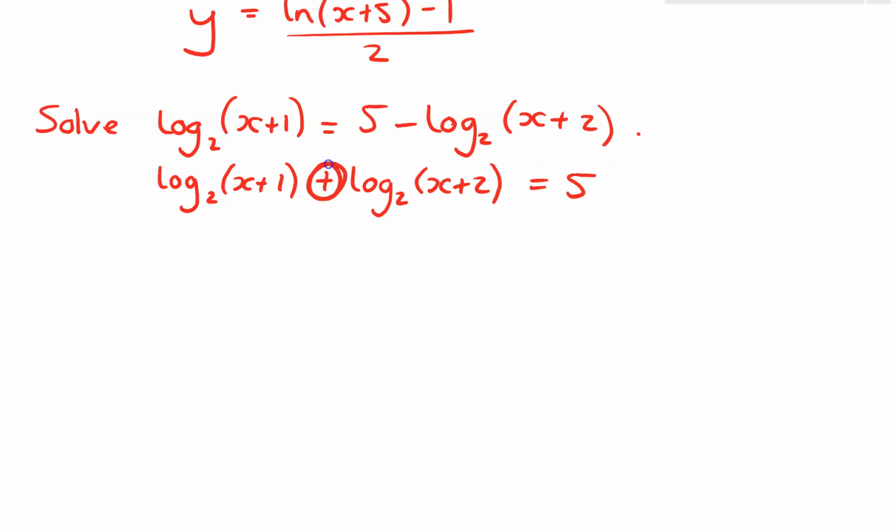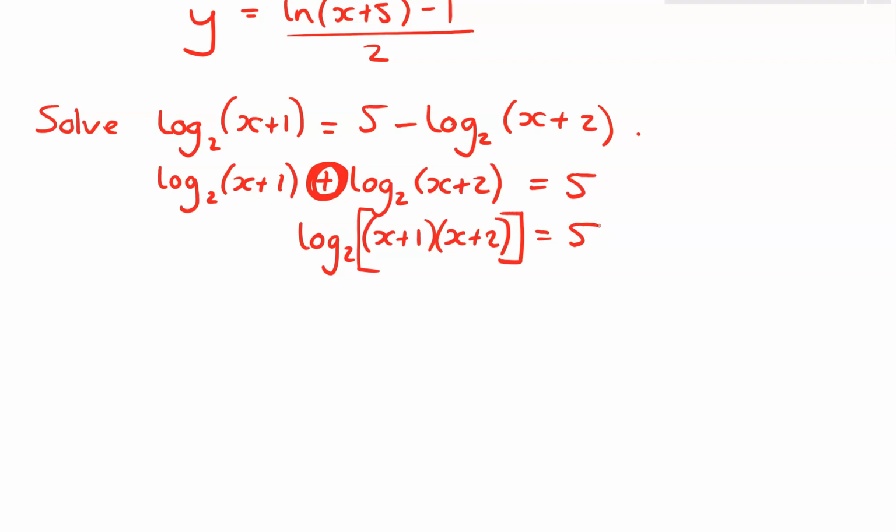Now I can use this as a plus, so I can multiply the two things inside one log. So I'm going to get x plus 1, x plus 2 in square brackets, is equal to 5.